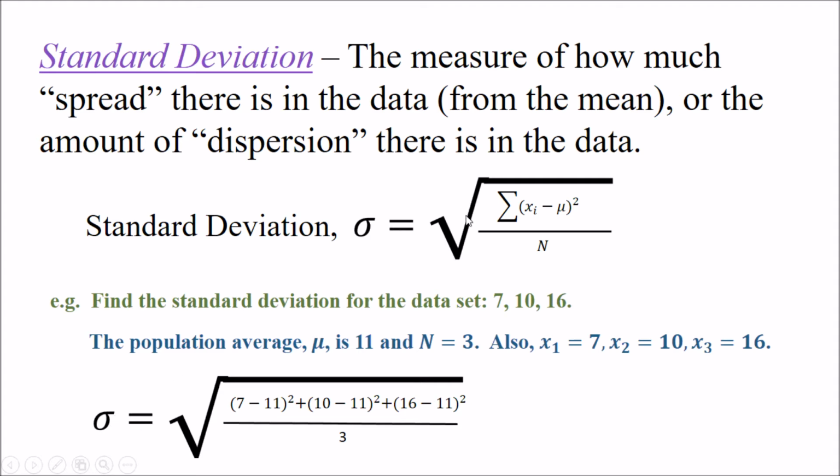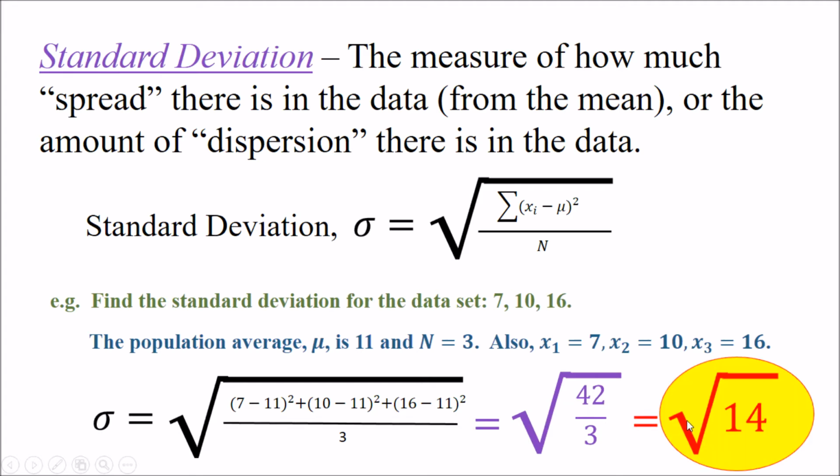When I plug into our formula from above, I'm replacing sigma with these 3 terms added together. I get the square root of the quantity, 7 minus 11 squared, that's x sub 1 minus mu squared, plus 10 minus 11 quantity squared, that's x sub 2 minus mu squared, plus 16 minus 11 quantity squared, that's x sub 3 minus mu squared, divided by 3. Well, when I calculate the numerator, I get 42. So I've got the square root of 42 divided by 3, which is the square root of 14. And that's my standard deviation. It's a numerical rating of the amount of spread.